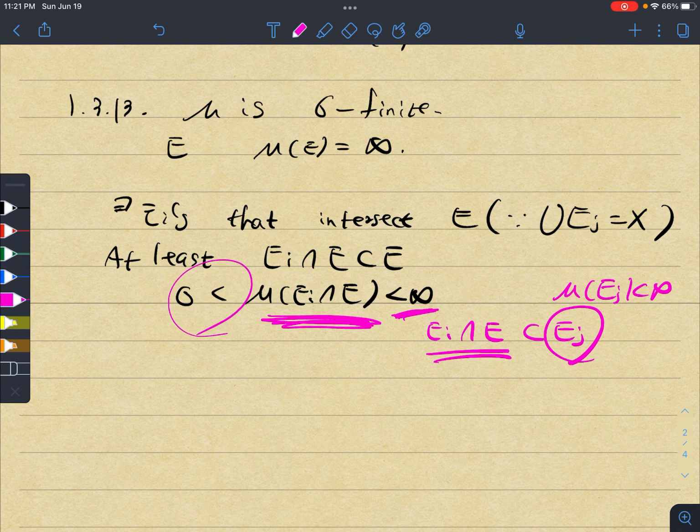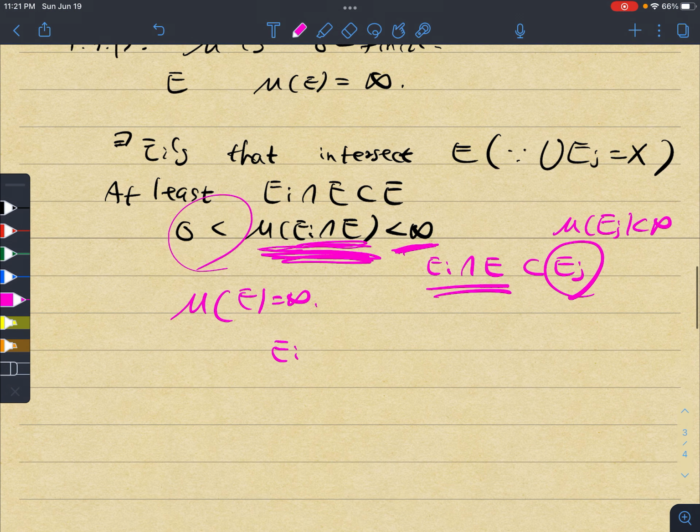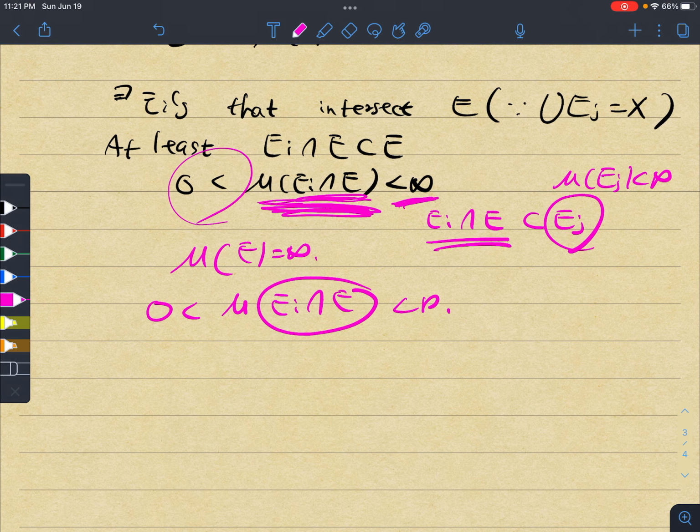And for this part, there has to be at least one E_i intersection E whose measure is a positive value, because if all of the E_i intersection E have 0 measure, then we cannot have a condition such that mu E is infinite. So there should be at least one E_i intersection E set such that its mu is bigger than 0 and finite. So then the proof is done, and we can show that this measure is also semi-finite.